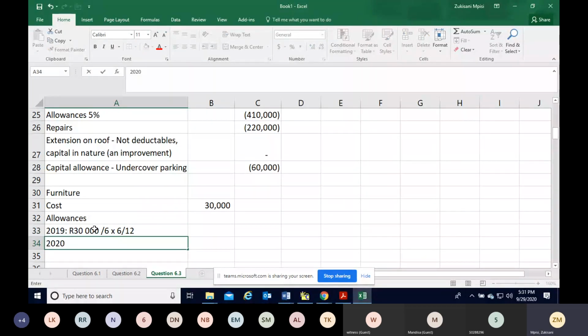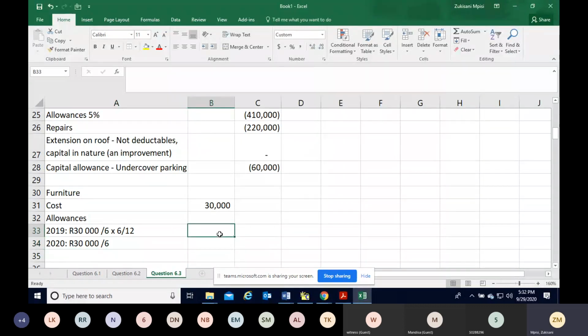And then you will have 2020, where you had it for the full year, so you're just going to say divided by 6. So this becomes 30,000 divided by 6 multiplied by 6 divided by 12. So we just say divided by 6. So your allowances therefore make up 7,500.